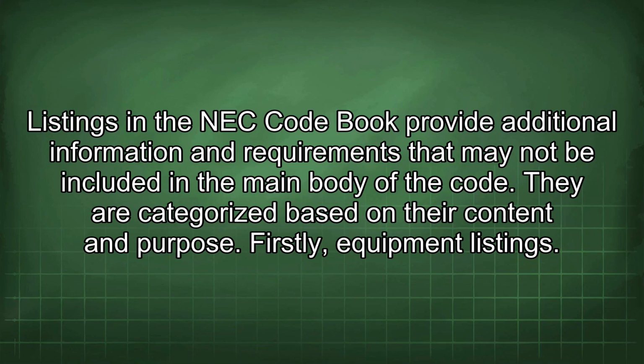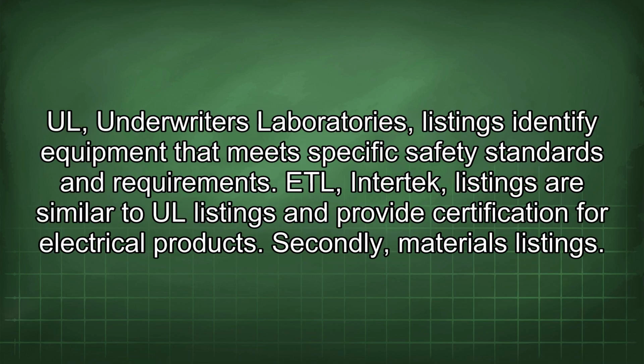Listings in the NEC codebook provide additional information and requirements that may not be included in the main body of the code. They are categorized based on their content and purpose. Firstly, equipment listings. All Underwriters Laboratories listings identify equipment that meet specific safety standards and requirements. ETL Intertek listings are similar to UL listings and provide certification for electrical products.